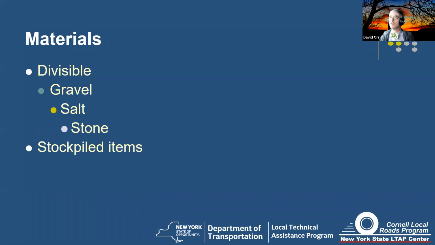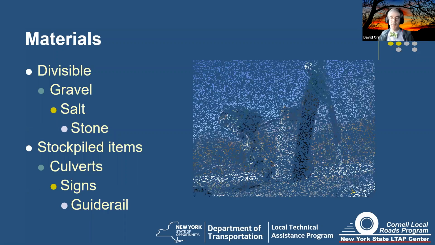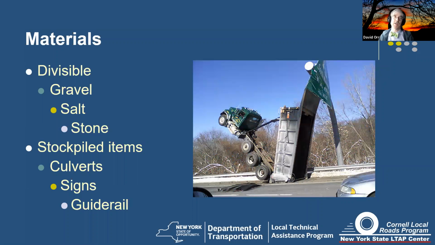Pipes, signpost, rails, yep. Precast culverts, yeah. Box culverts, catch basins, even your bolts, anything that you take an inventory of is something that would be stockpiled. So yeah, culverts, signs, rail, okay. Easy way to think about it is if you're going to haul it in a dump truck and dump it at the end of the process, it's probably divisible. If it's not, it's probably stockpiled.